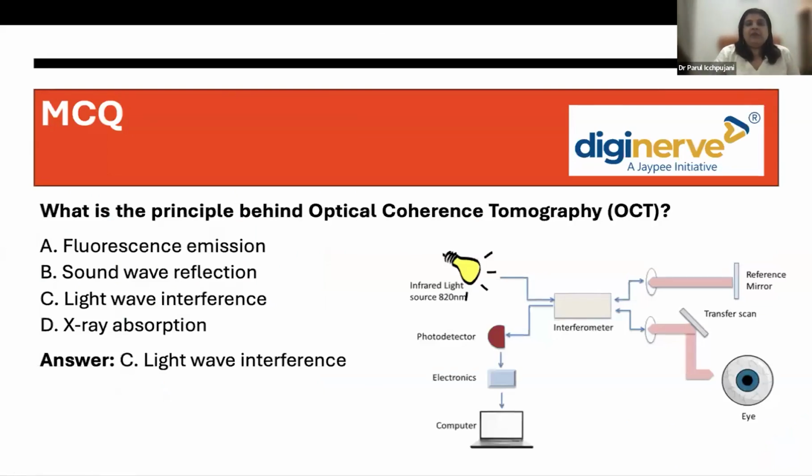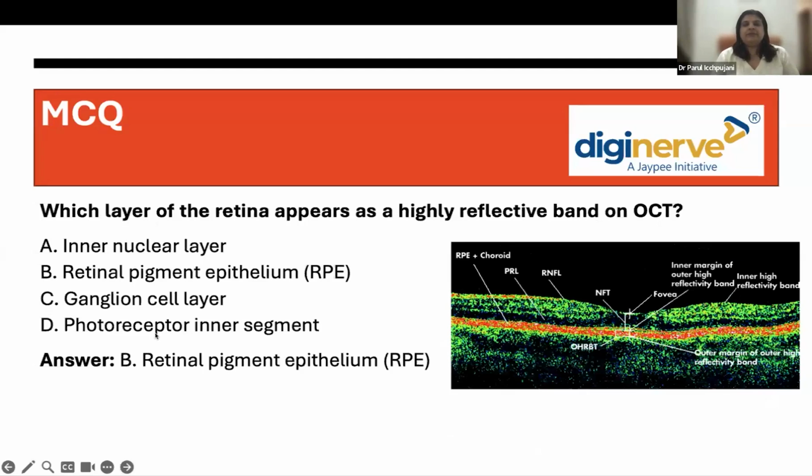So sometimes there can be a question about the principle behind this OCT test. So the options are fluorescein emission. Now we know that fluorescein emission is important for fundus fluorescein angiography and not for OCT. Sound wave reflection. Sound waves are important for ultrasound, not for OCT. Light wave interference and X-ray absorption. So the correct answer is light wave interference. X-ray absorption would be used for an X-ray. So the first was for FFA, the second one was for ultrasound. The correct answer, light wave interference, is for an OCT, and X-ray absorption is for X-rays.